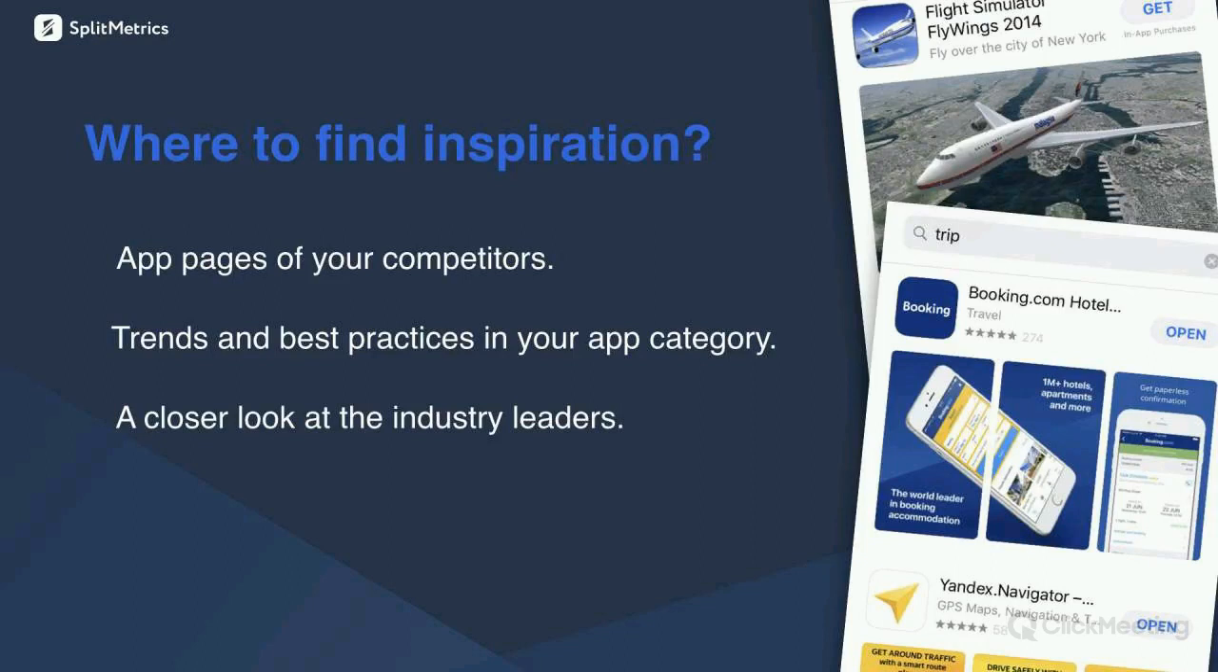So where to find inspiration for your A/B test? You can start with the following steps. You can study app pages of your competitors carefully. You can determine trends and best practices in your app category. And you can also take a closer look at the industry leaders. For example, at Booking.com using split screenshots or Flight Simulator using beautiful landscape app reviews. Then after that, you think how you can reflect the best practices in the design of your app product page elements.